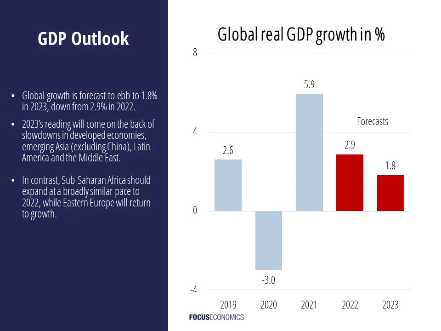First, let's take a look at the GDP outlook. Global growth is forecast to ebb to 1.8% in 2023, down from an estimated 2.9% in 2022. Barring the pandemic-disrupted 2020, this would be the weakest global economic performance since the great financial crisis of the late 2000s. 2023's reading will come on the back of slowdowns in developed economies, emerging Asia, which excludes China, Latin America, and the Middle East, as monetary policy tightens and the impact of the post-pandemic reopening fades. In contrast, sub-Saharan Africa should expand at a broadly similar pace to 2022, while Eastern Europe will return to growth following the expected contraction in 2022 due to the war in Ukraine.